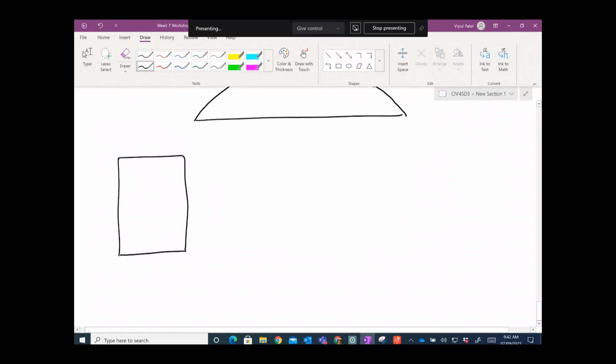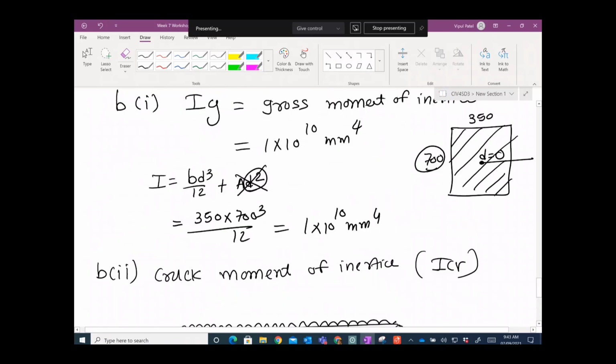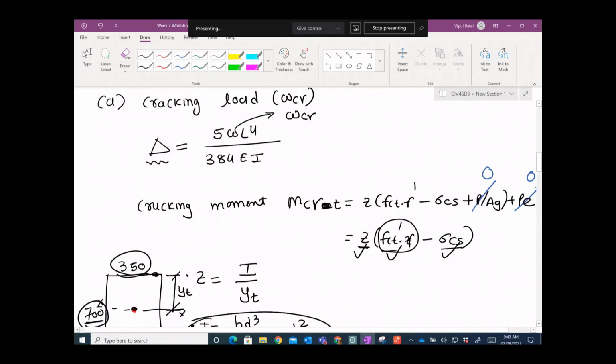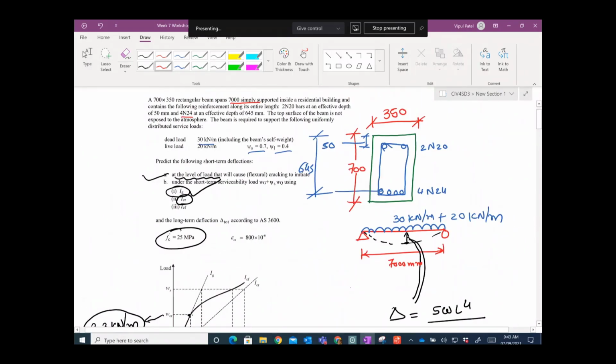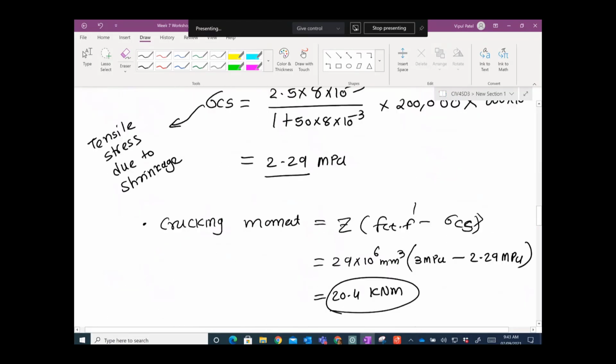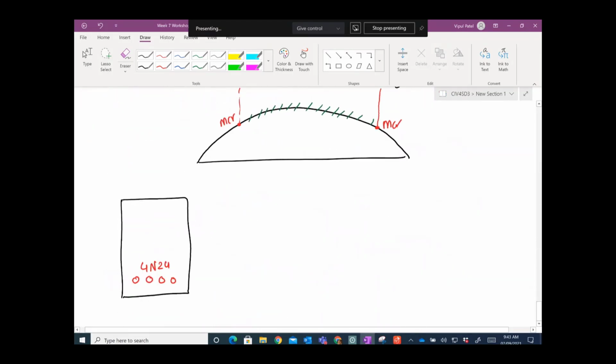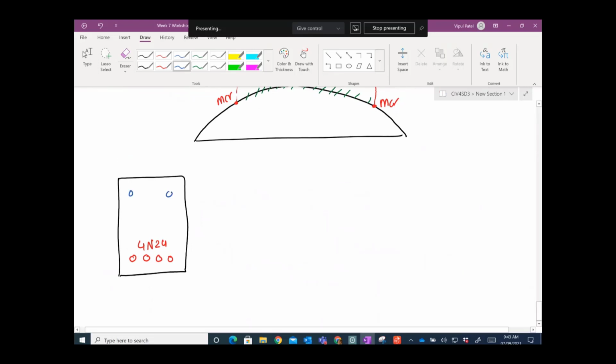So now, to calculate I crack, let me draw the diagrams first. You have this bar, which is 4 and 24, I believe. Let me check. It has these 4 and 24 and 2 and 20, and then you have these 2 and 20. You have this 350, and you have this 700.